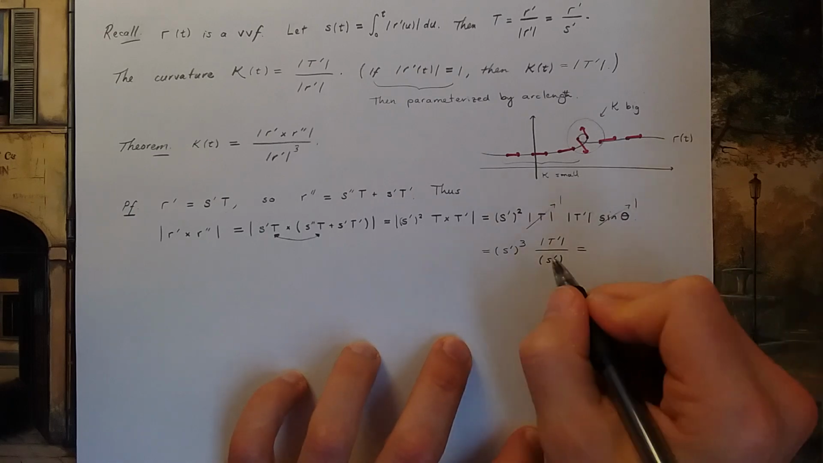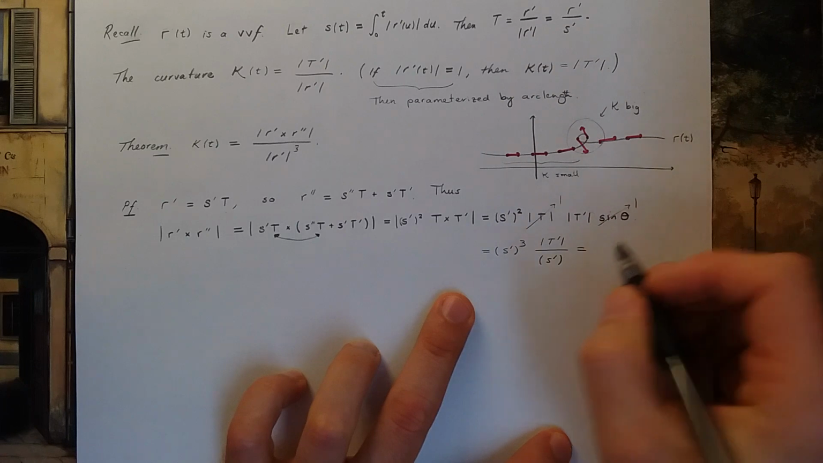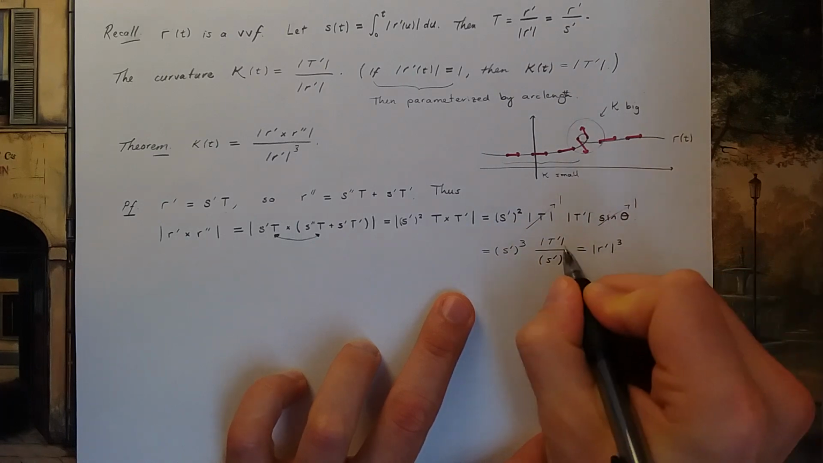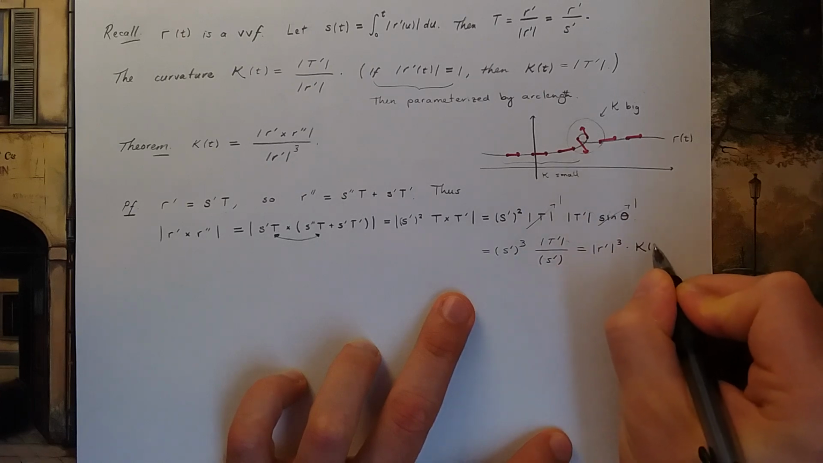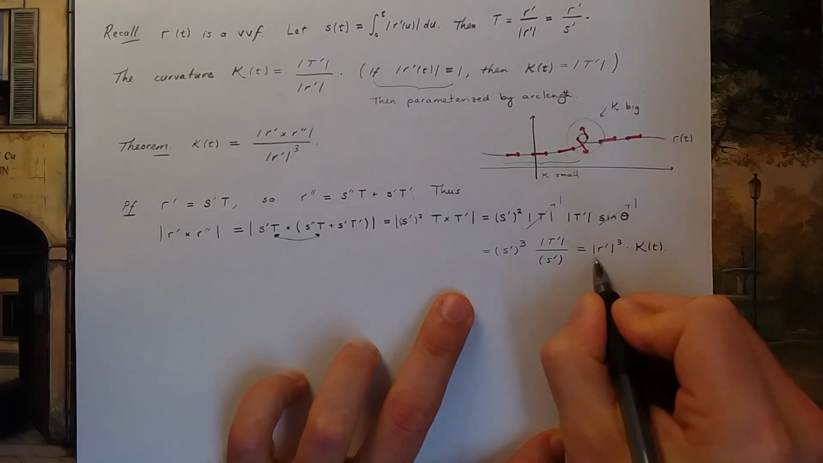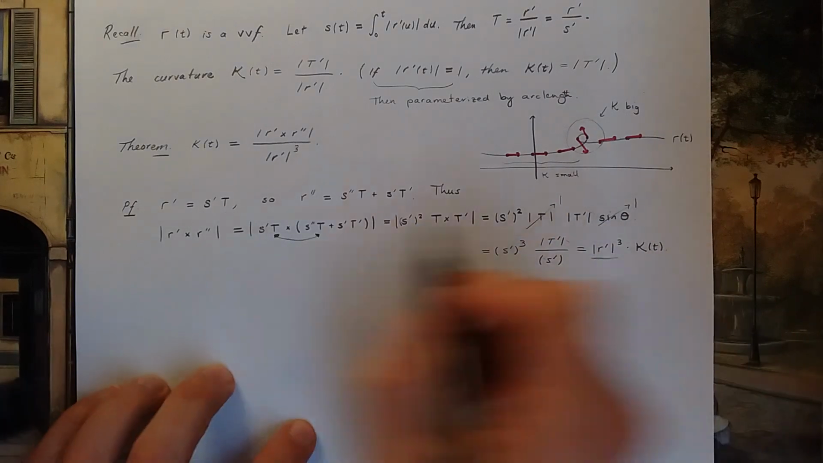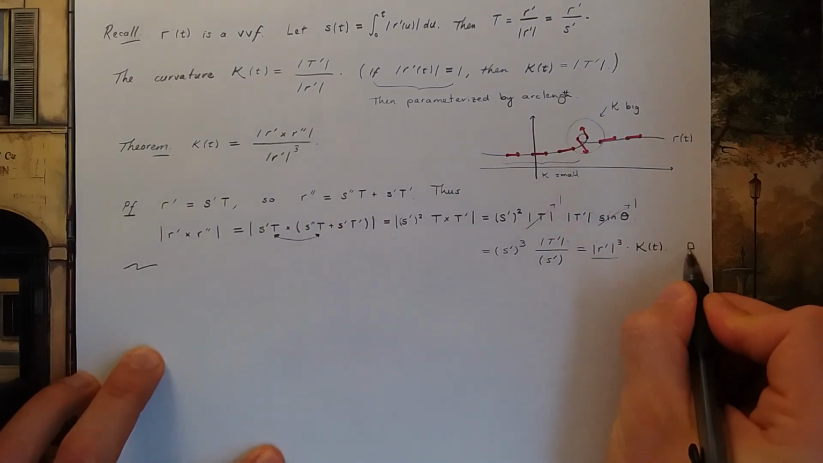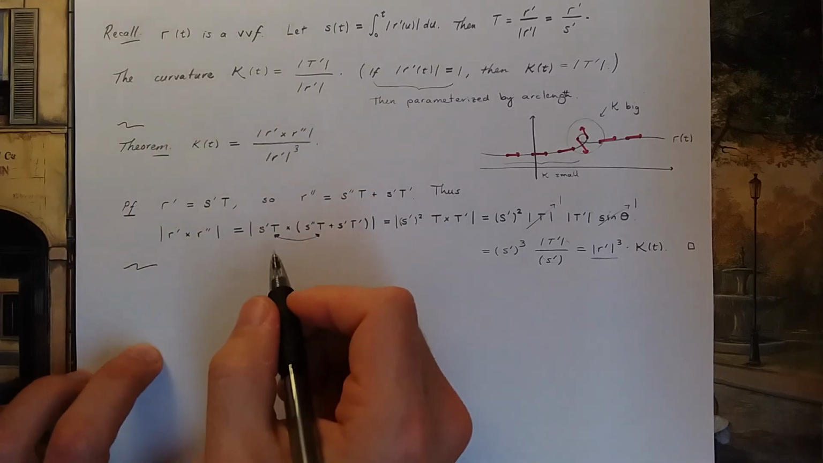Now, if you just write down everything we have, s prime is the same as the magnitude of r prime. So I have the magnitude of r prime cubed, and then this term is kappa. So I could divide both sides by this term and get the statement in the theorem. So that's why the theorem is true. Let's actually use the theorem to do an example.